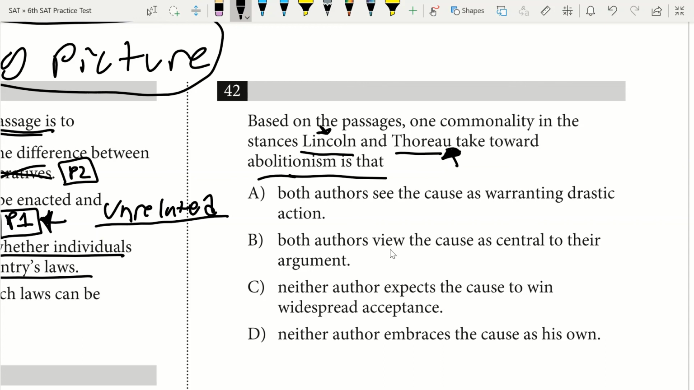He just says, abolitionists, you'd be basically good in my book if you wanted to go ahead and start disobeying laws, because I think that laws that people believe unjust should be broken. Okay, he's not really saying whether he agrees with abolitionists or not. Neither one does. So neither one is really embracing that cause as their own. So D would be our best answer for 42.